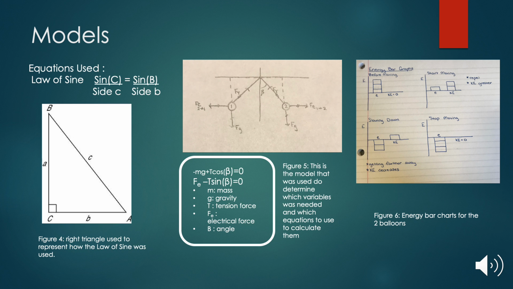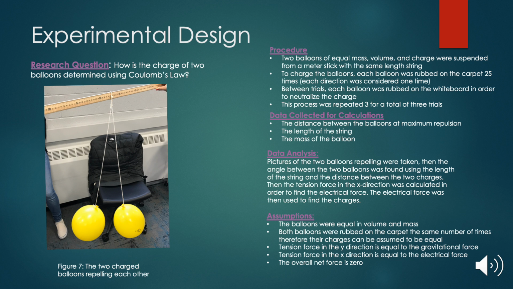Then there is also the energy bar charts, which shows the transformation of energy throughout the interaction. Before the balloons moved, there was all electric potential energy, and then as the balloon started to move, the kinetic energy increased greatly, while the potential energy decreased. Then the kinetic energy decreased, and the potential energy increased in the negative direction as the balloons moved farther apart. Eventually, the balloon stopped moving, so the kinetic energy was zero, and the potential energy was all negative. These charts also show that energy was conserved.